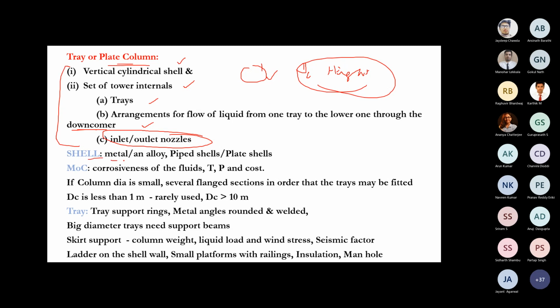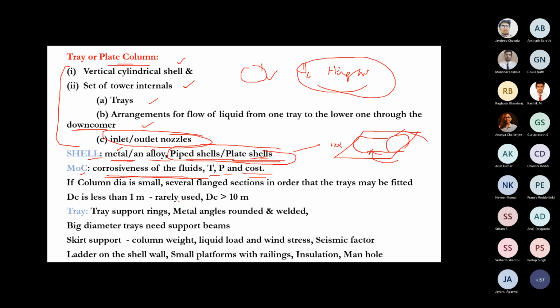Okay, so the shell can be made of metal, this MOC can be metal or sometimes it may be alloy. So this shell may be a piped shell or plate shell based on diameter. We have discussed these piped shells and plate shells in heat exchangers. So if it is available in the market as pipes, then you can use pipe shells, or you can make this cylindrical portion using plate shells. Okay, a single sheet can be converted into a shell, like cylindrical, like this. So you have to roll this and make the plate shell. Okay, so the material of construction, whether it's metal or alloy or plastic, can be selected based on the corrosiveness of the fluids, temperature, pressure, and cost.